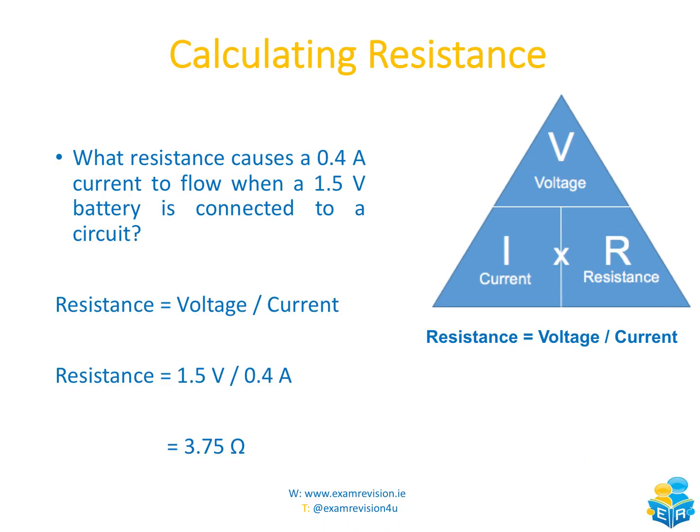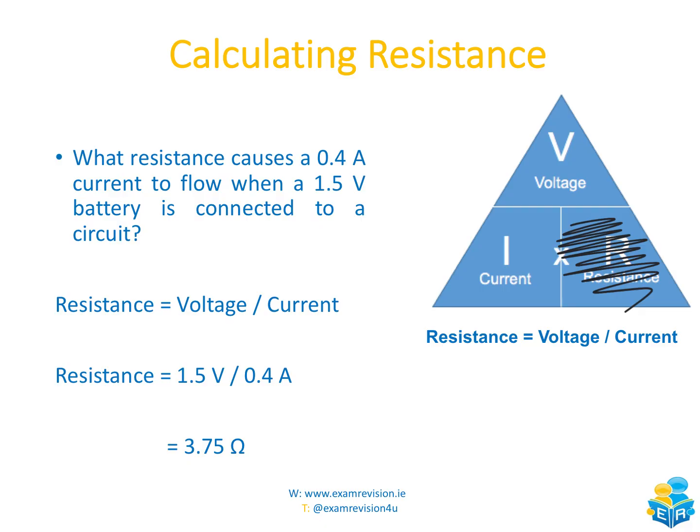So the final one we have to look at now is resistance. And if we want to calculate resistance in our very important relationship, we're going to cover resistance up in the diagram, and we can see that we're left with voltage divided by current, which is exactly what we have here.